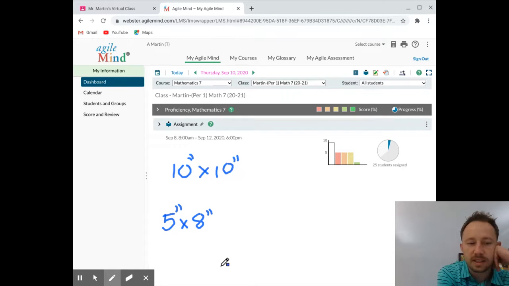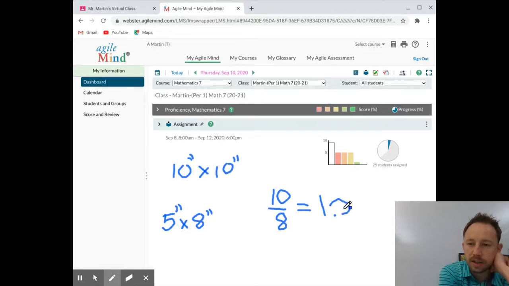So that means we've got to see what we can multiply 8 by to become 10. So who knows what we could do to figure out what that number would be? Great job. So we can do 10 divided by 8, and that's going to tell us our scale factor. Good job. So our scale factor is 1.25. So that means we need to take 5 and 8 and multiply by what? 1.25. Good deal. Let's do it.